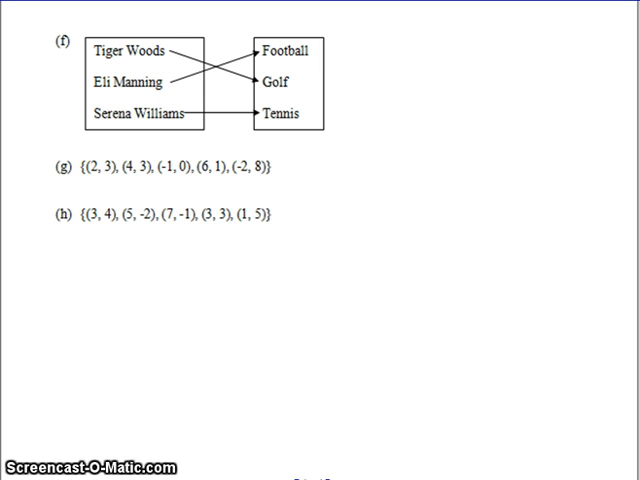F, we have athletes as the input, and their sport as the output. Tiger Woods is the input, golf's the sport, Eli Manning football, Serena Williams tennis. They all have one output, and there's no two answers.